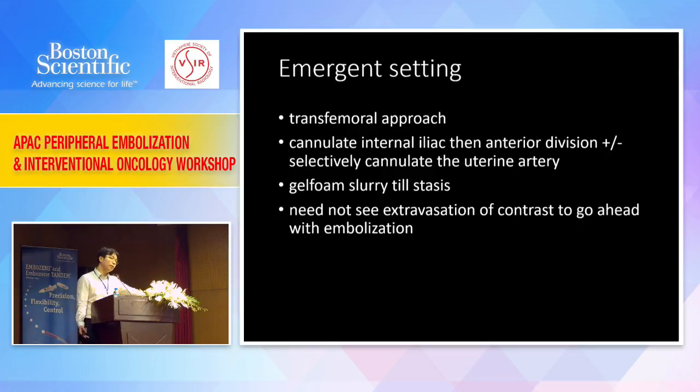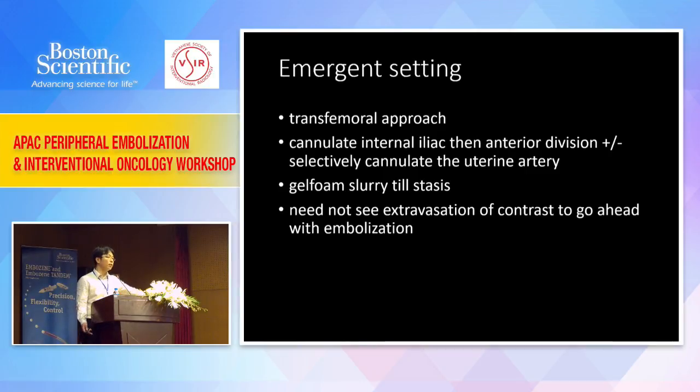And you also have to remember that we are dealing with women who are otherwise well. So you're not dealing with tortuous vessels, dilated aneurysmal vessels, or vessels which have undergone a lot of atherosclerotic disease. These are good, pristine vessels which are clean, and the vessels spasm very easily. You can give a gel foam slurry until stasis, and it is not necessary to see an extravasation point before going ahead to do embolization.